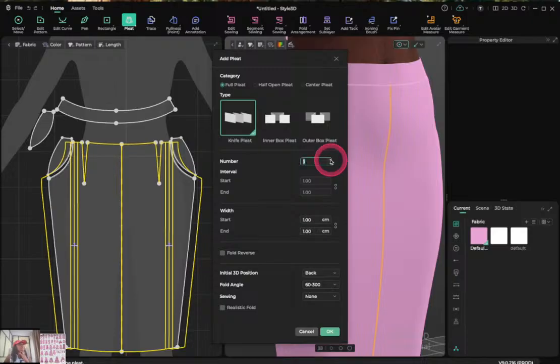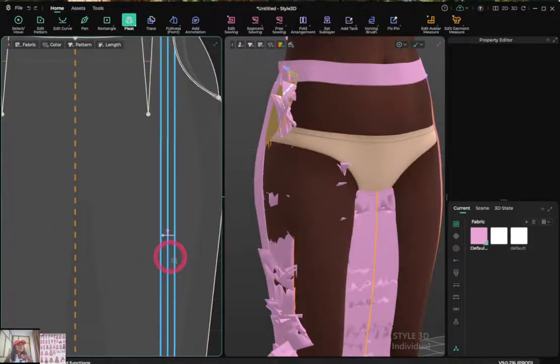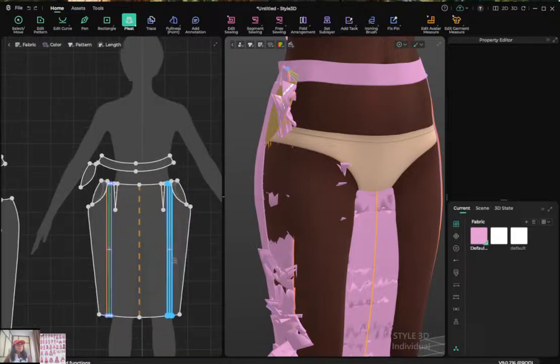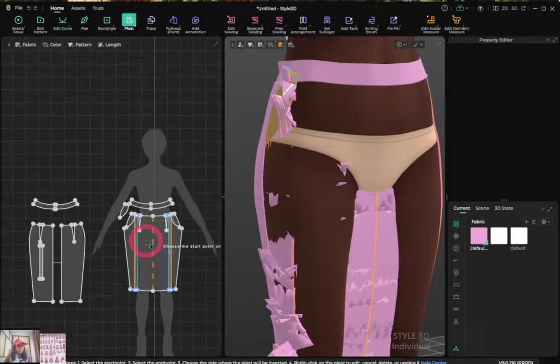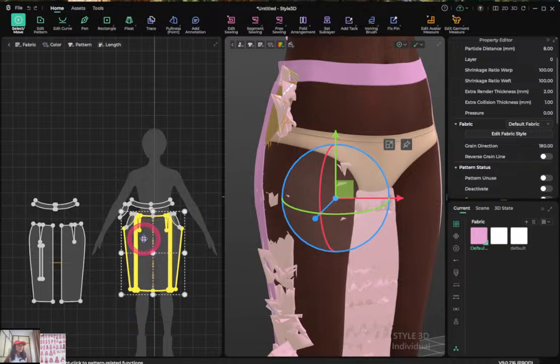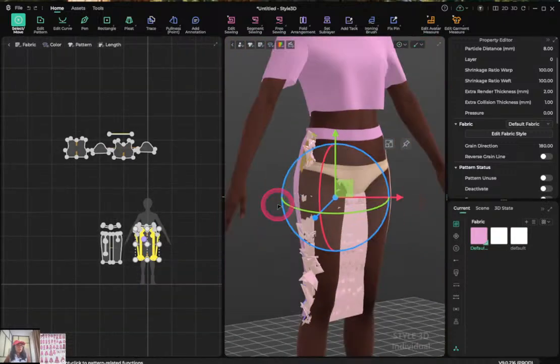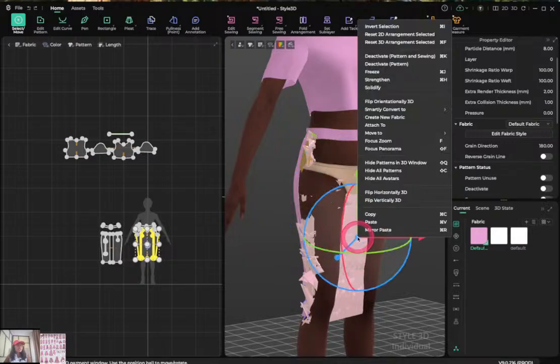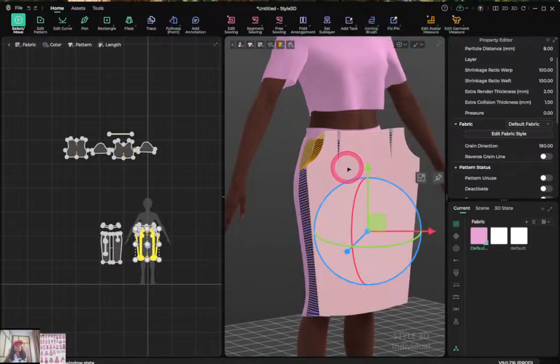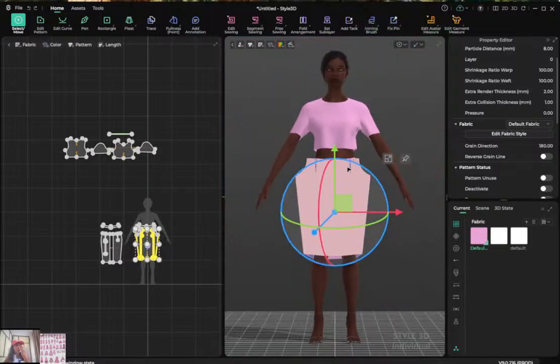Okay, let's do, I think one pleat will be enough. Let's say okay. So the skirt crashed, but it has to obey rules. So I have to click on it and then right click and say reset 2D. Okay, now it's reset.